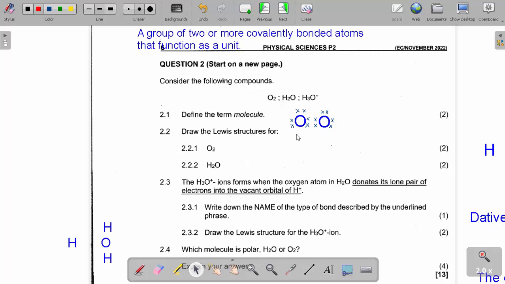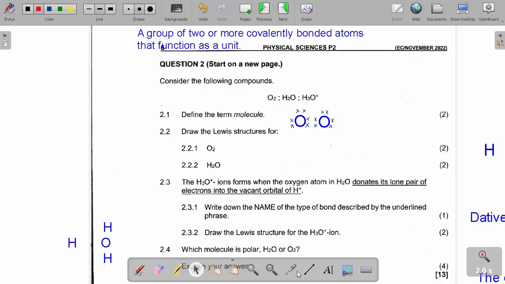Okay, I'm saying that now these two oxygen atoms are bonded because they want to become stable. Now when are they stable? When they have 8 electrons in the outermost shell. So in this case, these 4 which you see here are being shared amongst the 2 atoms. So now if I count for this, it's going to be 1, 2, 3, 4, 5, 6, 7, 8.